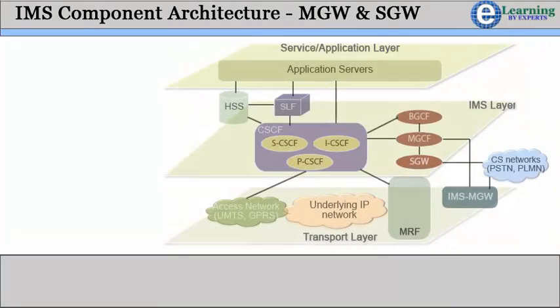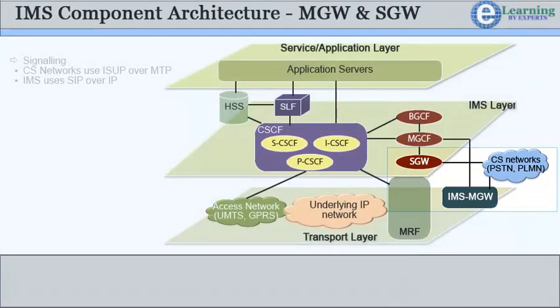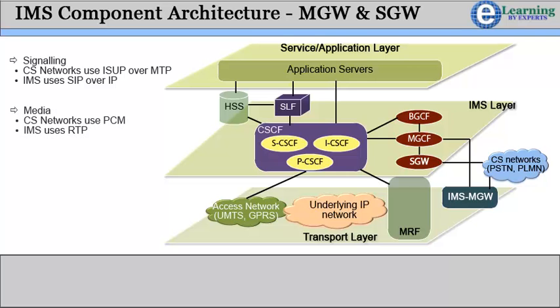A PSTN gateway interfaces with PSTN circuit switched networks. For signaling, CS networks use ISDN user part, ISUP, over message transfer part, MTP, while IMS uses SIP over IP. For media, CS networks use pulse code modulation, PCM, while IMS uses real-time transport protocol, RTP. IMS network introduces two gateways to perform these conversions.